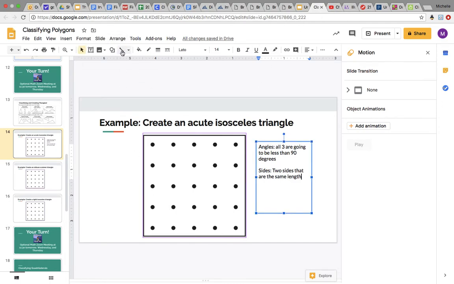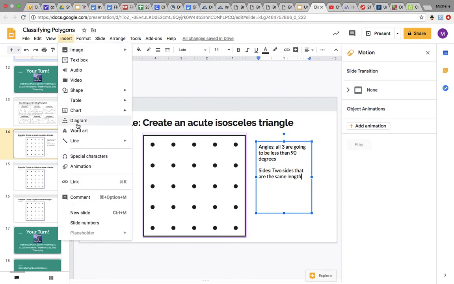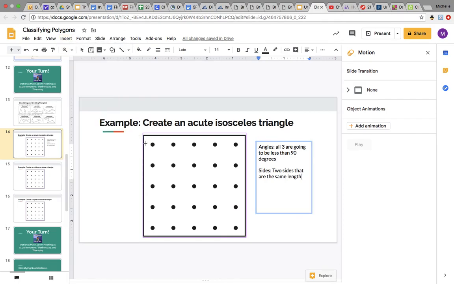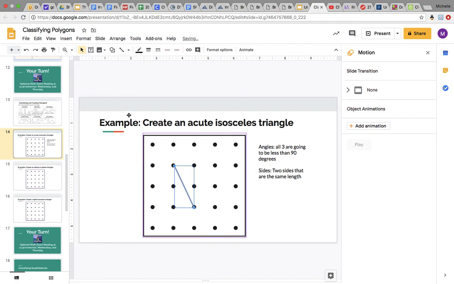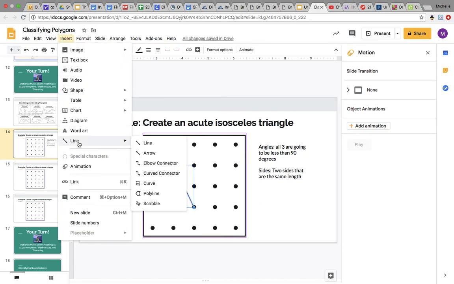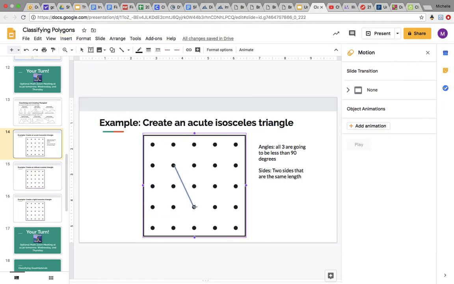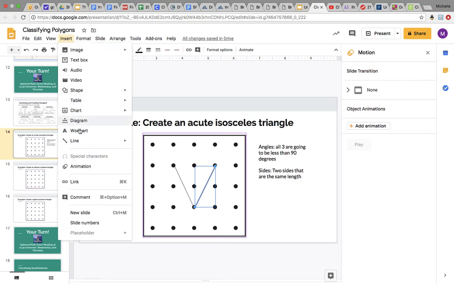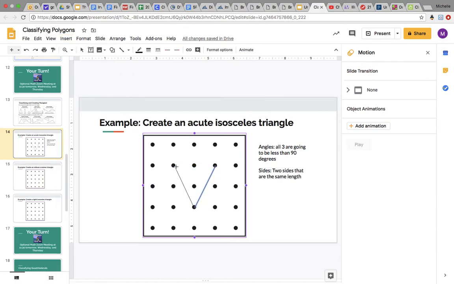Okay, so I need to insert a line. Boom. All right. Okay, so I need three angles less than 90 degrees, and I need two sides that are the same length. All right, so I'm going to start here and focus on my angles. So I'm going to add that line right there. I'm going to add another line right here. And then I'm going to complete my triangle by adding a third line here.